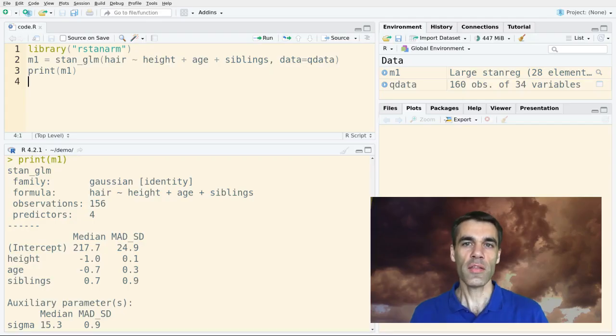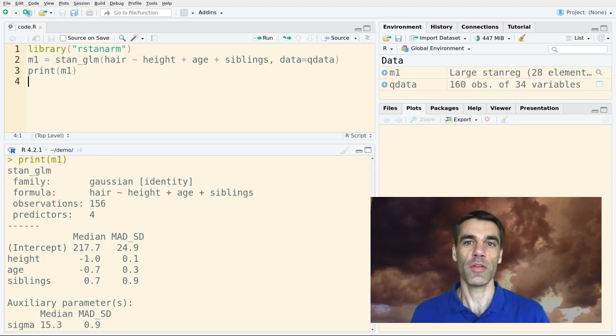How to interpret a regression model in RStudio. So you've run your multiple regression model in RStudio and you're not sure what all these numbers mean. How do we interpret a regression model in RStudio? Let's find out. Here's the output from a regression model in rstanarm.